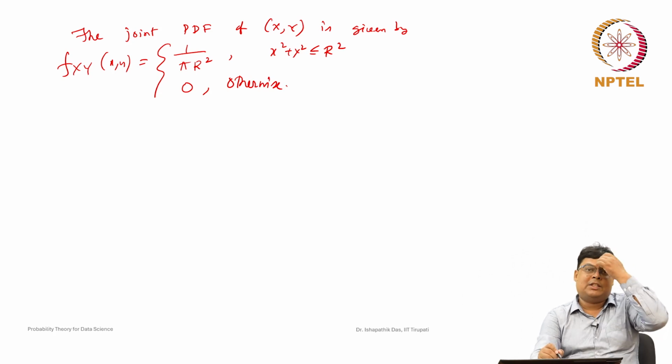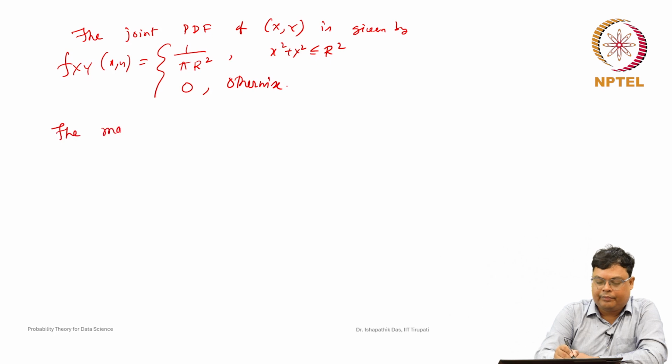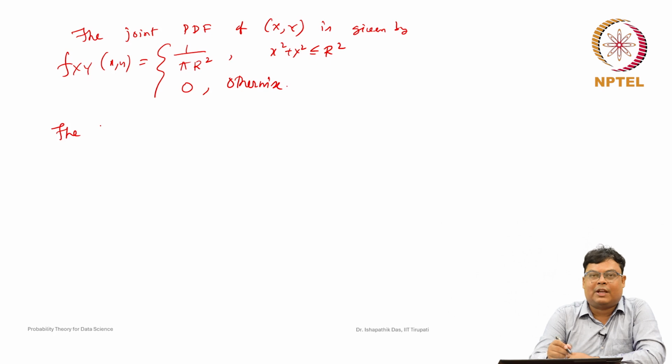Now we have to find the marginal probability density function of x and y. Marginal means that whenever we find the distribution of a subset of a random vector, one of the components of some.